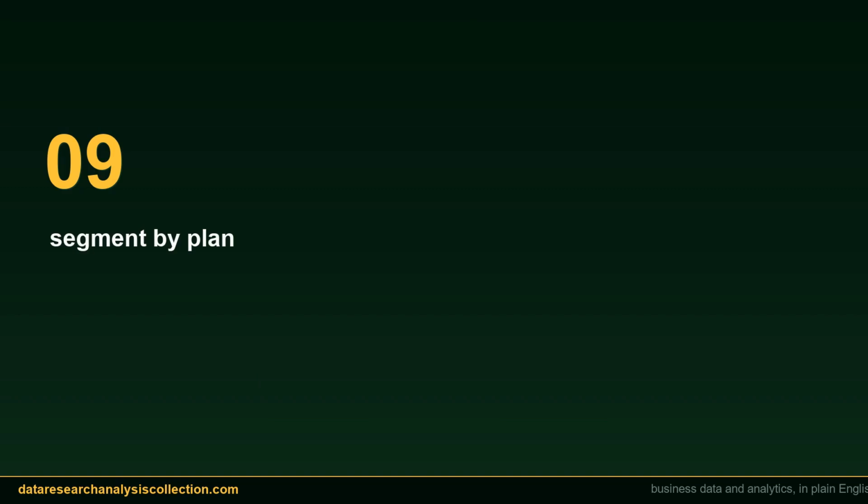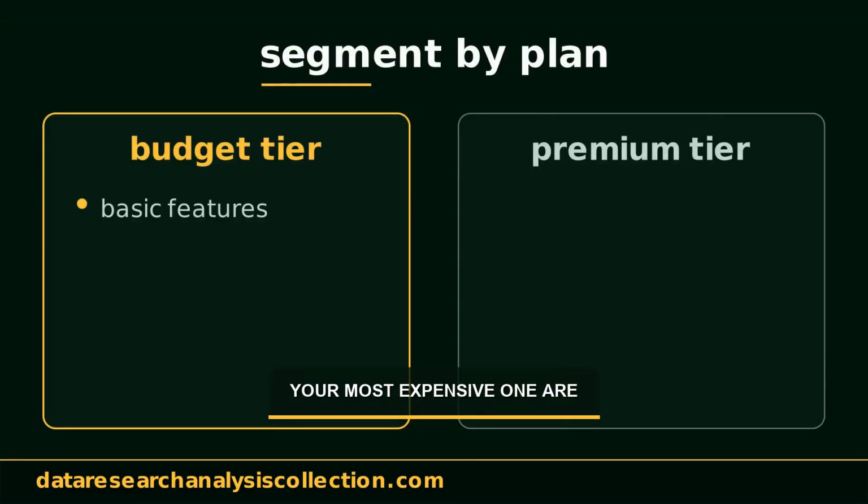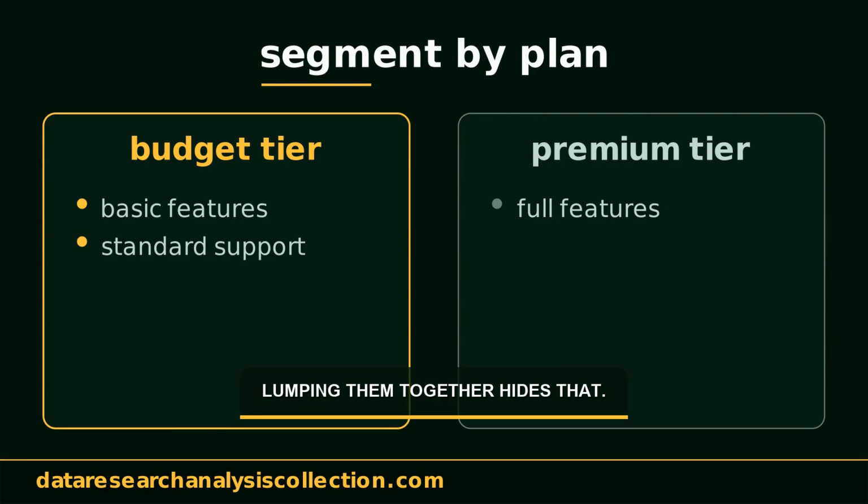Segment by plan. LifeCo is the backbone, but two other cuts earn their place. The first is segmenting by plan, or by how much a customer pays. The person on your cheapest tier and the person on your most expensive one are having different experiences and carry different expectations, and lumping them together hides that.